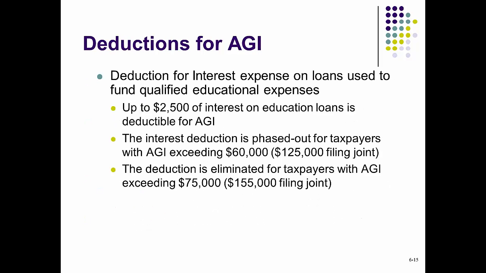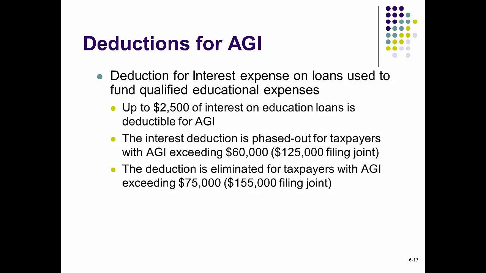Deductions for AGI. Deduction for interest expense on loans used to fund qualified education expenses. I think I mentioned this one. If it is qualified education, then it should be okay. Taxpayers are allowed to deduct for AGI, subject to certain limitations: number one, interest expense on qualified educational loans, and number two, qualified education expenses. Additionally, Congress has also created a number of related provisions, including education tax credits to encourage and subsidize higher education.